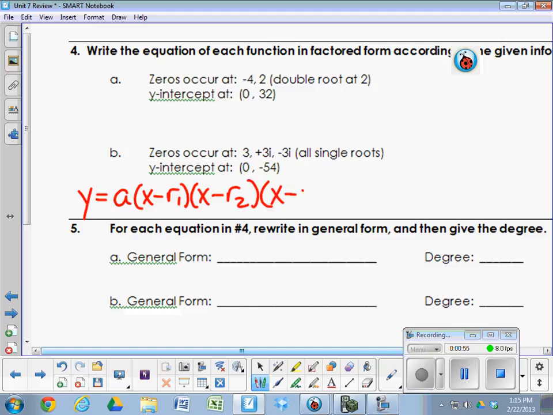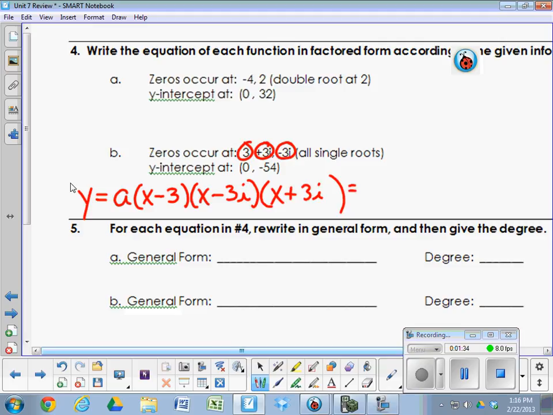How many roots are there? 3. 1, 2, 3. Let's just replace R1, R2, and R3 with those numbers that I circled in red. So if the first one is 3, then the first parentheses is x minus 3. If the second one is 3i, then the second parentheses is x minus 3i. And if the third one is negative 3i, it's x plus 3i.